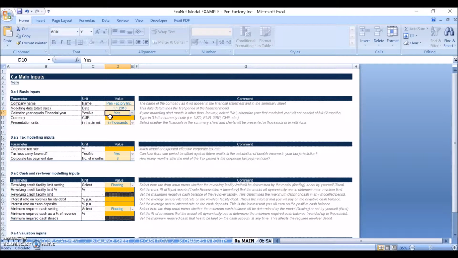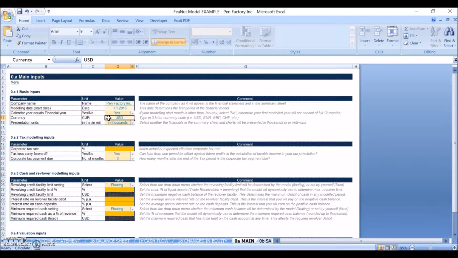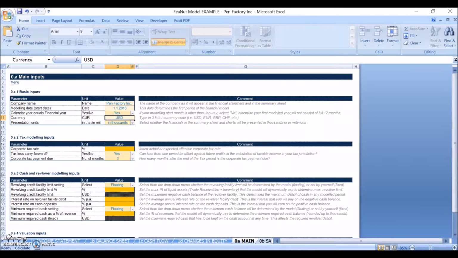Now for currency, I can type in the 3-letter currency code. So let's say I'll be using US dollars in this example. In fact, this is only used for presentation purposes. So when I go, for example, into the income statement, this field here that says that all the numbers are in US dollars is populated based on what you select in the main menu here.